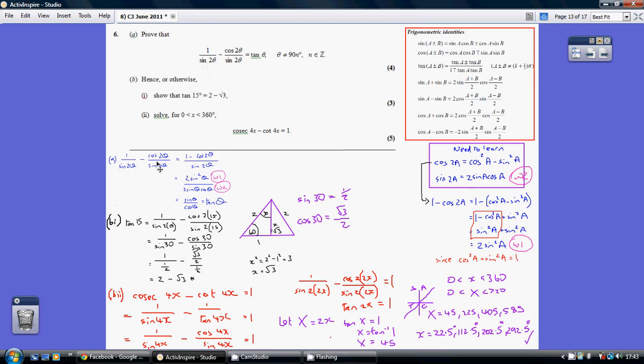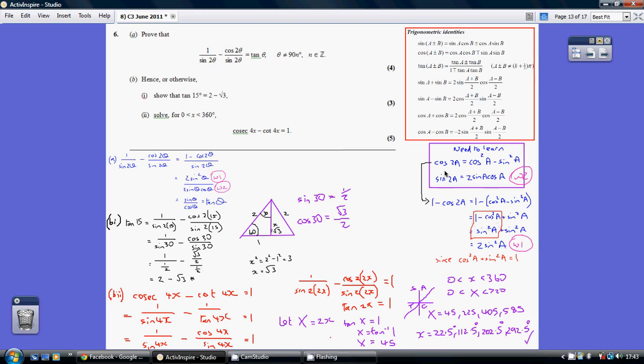So first things first, let's go and make it a single term. We've got a common denominator, so we can just have sine 2 theta on the denominator, 1 minus cos 2 theta as the numerator. Now 1 minus cos 2 theta becomes this 2 sin squared theta as demonstrated in working 1. That's what I've done over here.